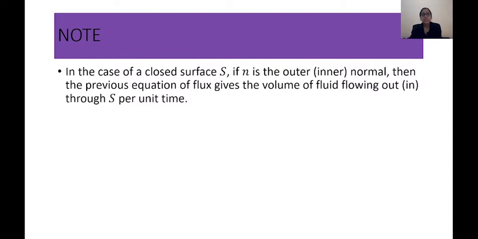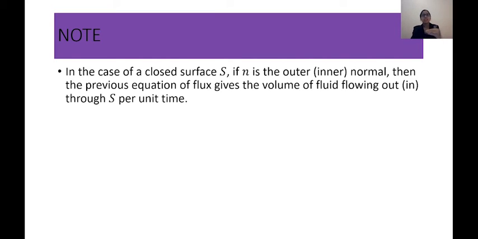Now there is one thing that you can note: if we have a closed surface and n is the outward normal, a normal pointing outward, or correspondingly inward, then the equation of flux gives the volume of fluid. If it is the outward normal, the flux gives the volume of fluid flowing out of the surface, and if it is inward, it gives the volume of fluid flowing in through the surface per unit time.